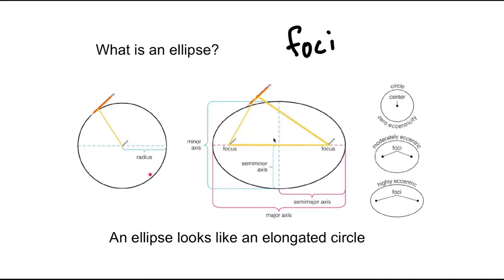A circle happens to be the eccentricity 0, where the two focus points come together. The closer the two focus points come together, the smaller the eccentricity is. If they both come to the center, then you've got yourself a circle again. So a circle is an ellipse with eccentricity 0. The farther away you get those two focus points, the more eccentric or the more elongated that ellipse becomes.